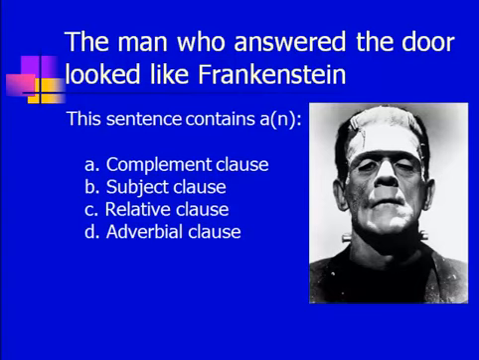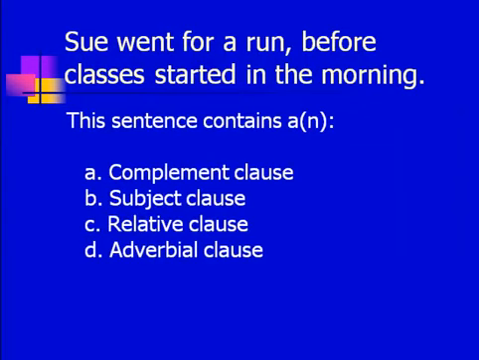Okay, so looked is the finite verb of the main clause. Now then you've got the man who answered the door, that's the subject. Now what's the head? Oh, the head is man, and then you get who answered the door. So there's a subordinate clause inside the noun phrase, the subject noun phrase. So a subordinate clause inside the noun phrase must be a relative clause. And there it is.